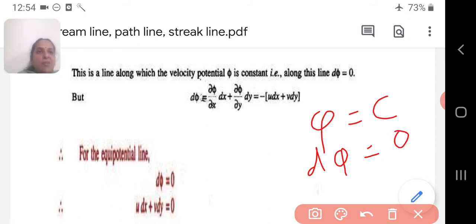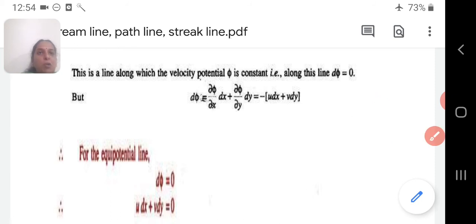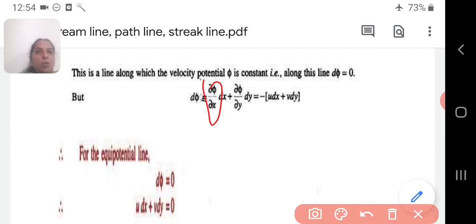So what is the equation? dφ is equal to ∂φ/∂x dx plus ∂φ/∂y dy. And we know ∂φ/∂x is u and ∂φ/∂y is v. Do you remember the velocity potential function? Both have to be negative derivatives. So here we are getting a negative, minus of u dx plus v dy.